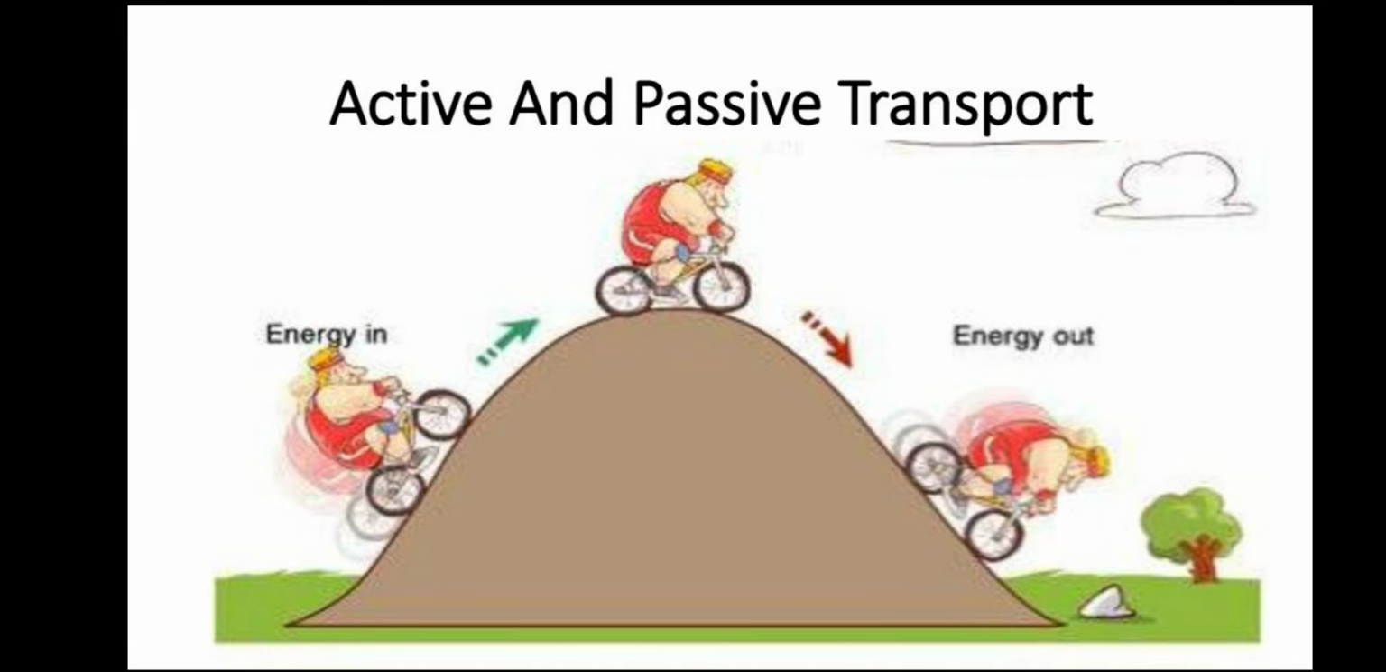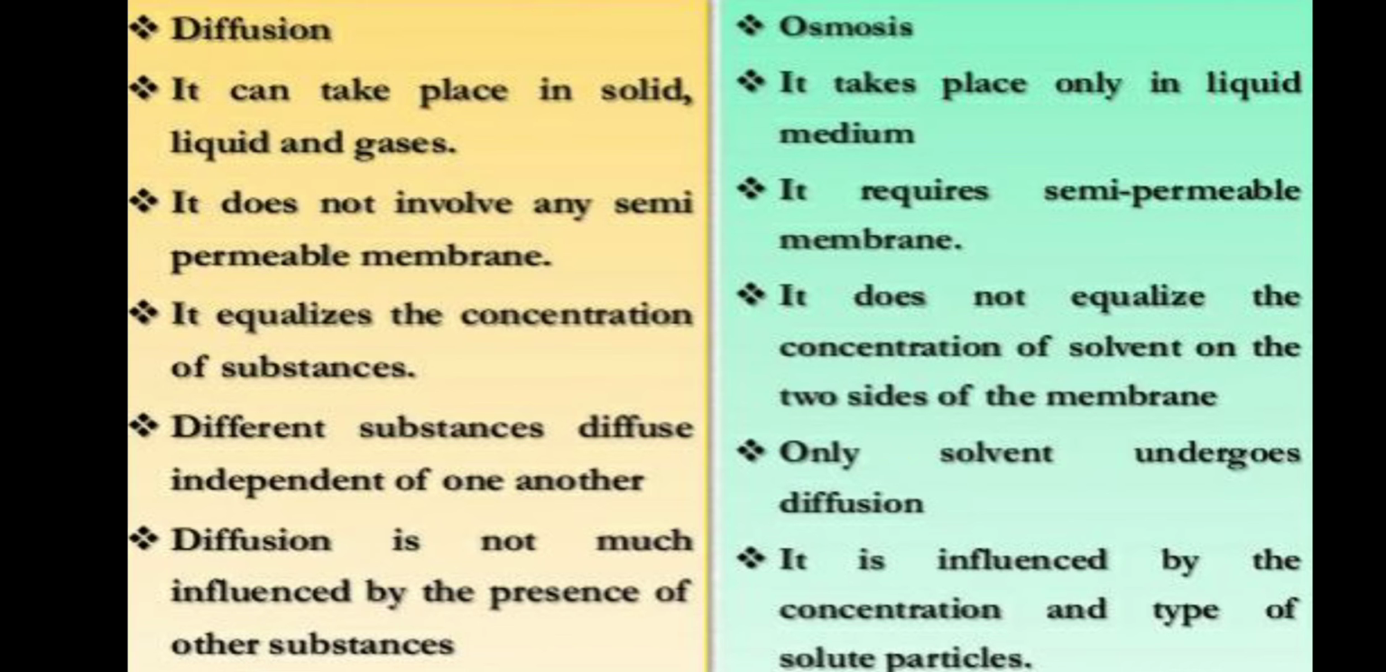So when we are moving from low concentration to high concentration with the use of energy, it is a type of active transport. And when substances are moving from high concentration to low concentration without using energy, that is a type of passive transport. I hope active and passive is clear through this diagram. Now, diffusion and osmosis are the two types of passive transport.